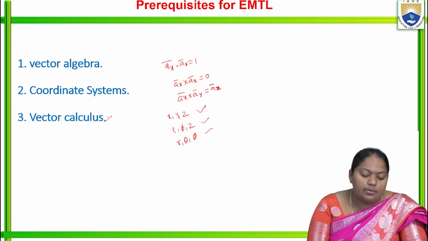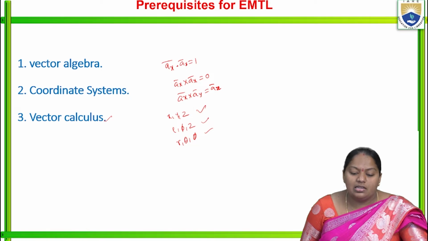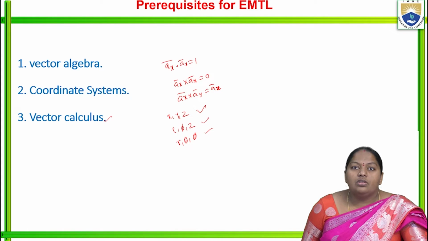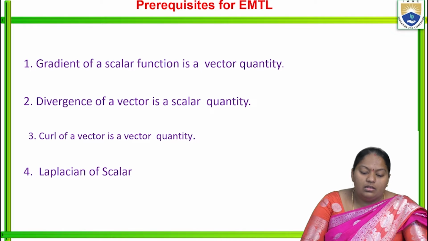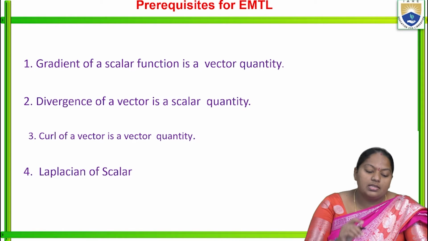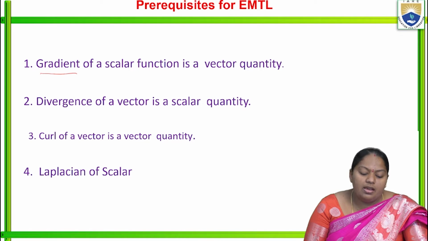Now, coming to the third prerequisite for electromagnetic waves and transmission lines, vector calculus. In this, we are going to learn how the differential and integral components are to be expressed in terms of the del operator. The del operator is also called the gradient operator, and depending upon the del operator, we have four different types of terms.